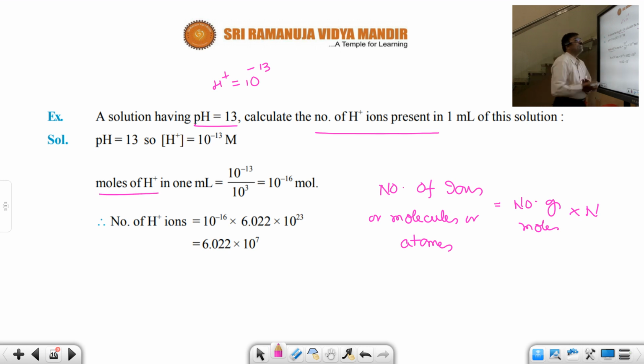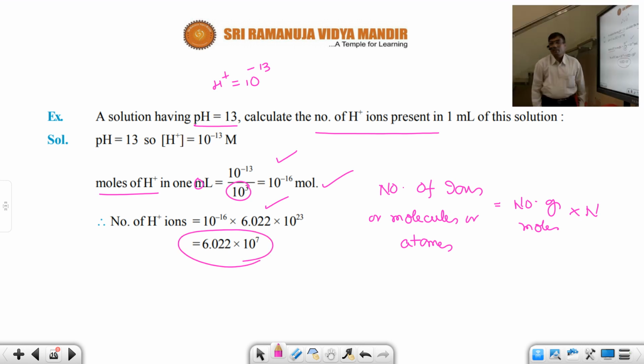Number of moles of H plus ions in 1 ml. 1 ml means milli, which is 10 power minus 3. So 10 power minus 13 into 10 power minus 3 comes out to be 10 power minus 16 moles. Hope you are clear. Now you got the number of moles. Now multiply number of moles into Avogadro number. It gives the number of H plus ions. Students are bewildered by looking at this question, but effortlessly you can solve it.